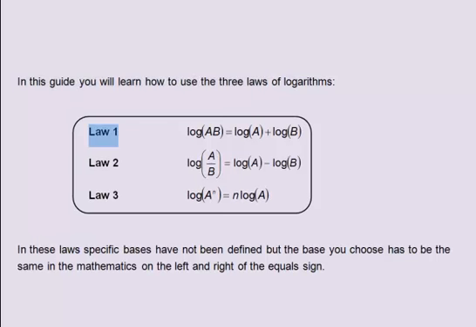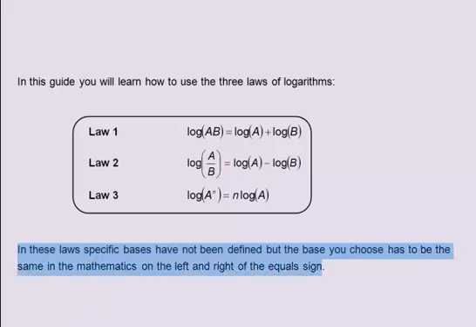Law 1. The logarithm of a multiplied by b equals the logarithm of a plus the logarithm of b. Law 2. The logarithm of a divided by b equals the logarithm of a minus the logarithm of b. Law 3. The logarithm of a to the power n equals n multiplied by the logarithm of a. In these laws, specific bases have not been defined, but the base you choose has to be the same in the mathematics on the left and the right of the equals sign.